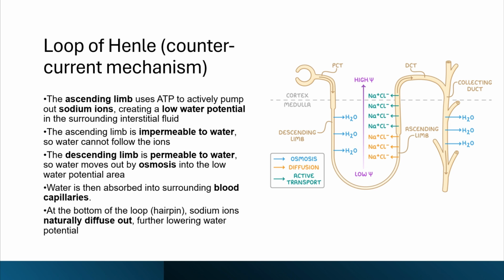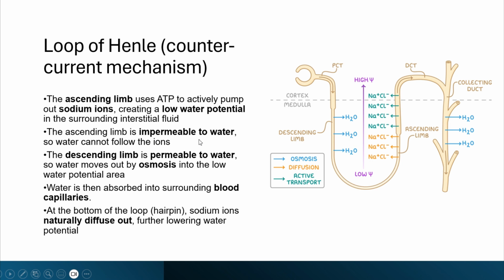Alright, cool. So the ascending limb uses ATP to actively pump out sodium ions, creating a low water potential. The ascending limb is not permeable to water, so water can't move through it, but ions can. So it moves these sodium ions outside, and the fluid around it can become very salty. Because it's salty, it has a low water potential because there's a lot of ions. So water is going to move from the descending limb outside.